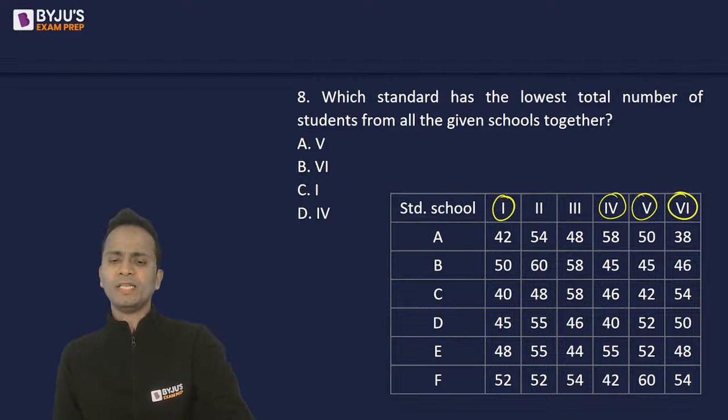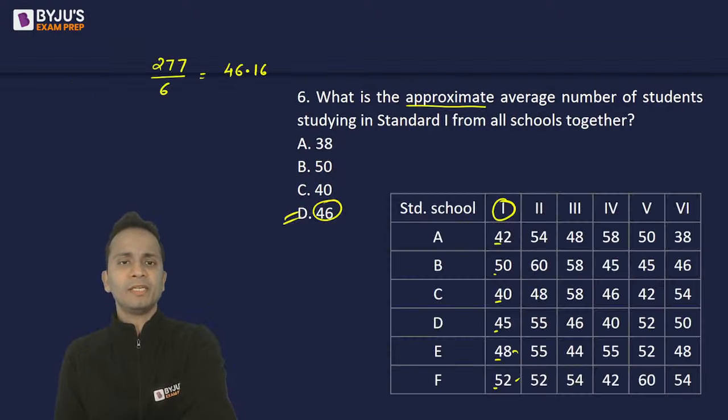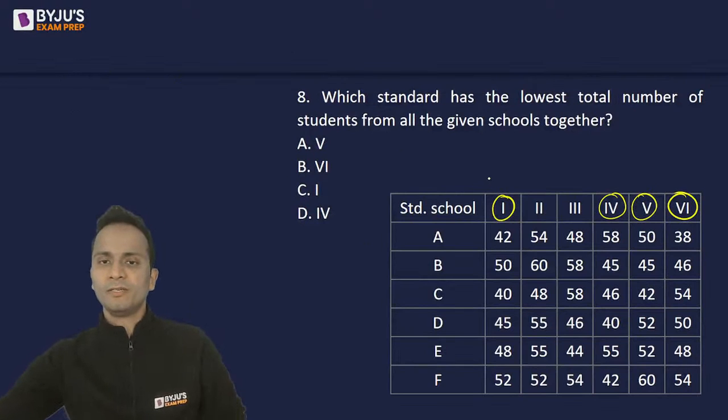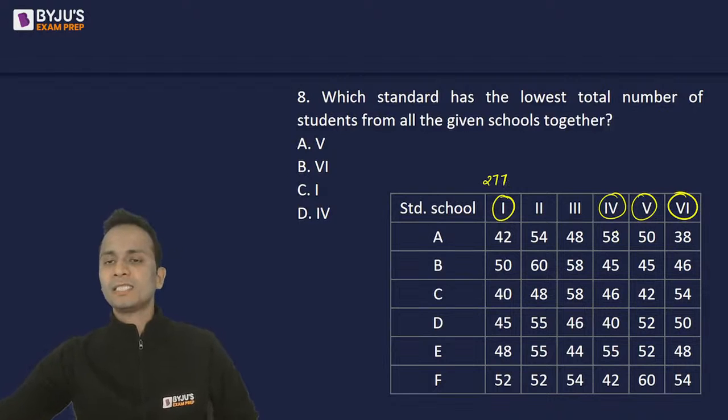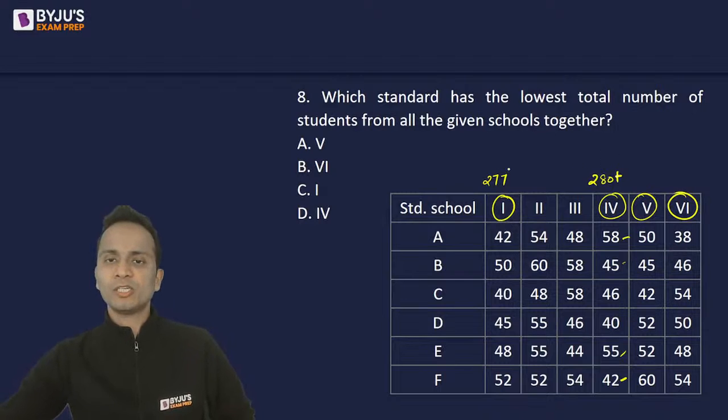So standard number 1, if I go back, where did I calculate it? Here. So standard number 1, we calculated that 277 students are there. Okay, 277 students are there in standard 1. Now standard 4, 9 and 4, 13, 17, 22, 26, 260, 270, 280. So it is more than 280. I'll not consider this because I want lowest. 277 is still the lowest.